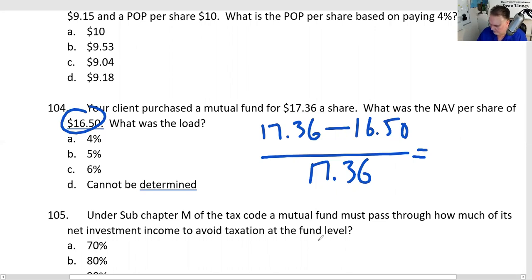So let me, order of operations, I'm going to take the 17.36 and I'm going to minus the 16.50. And that gives me 86 cents. And then I'm going to take the 86 cents. I'm going to divide by 17.36 and I get 5%.